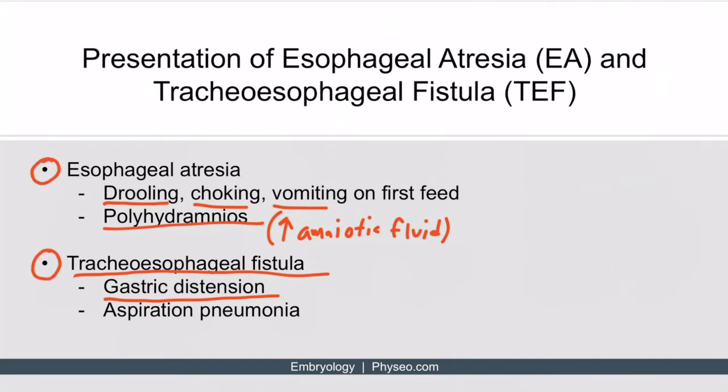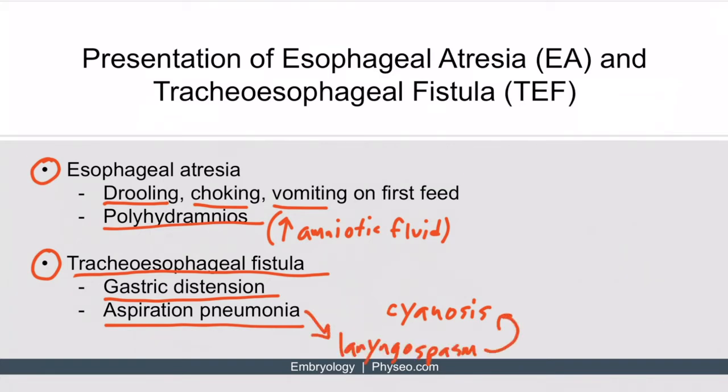Another thing that can happen with a tracheoesophageal fistula is that babies can have reflux that enters their respiratory system. This leads to aspiration pneumonia. As a result of this, the patients can have cyanosis, which is secondary to laryngospasm. And aspiration of these gastric liquids can lead to laryngospasm, which then leads to cyanosis.